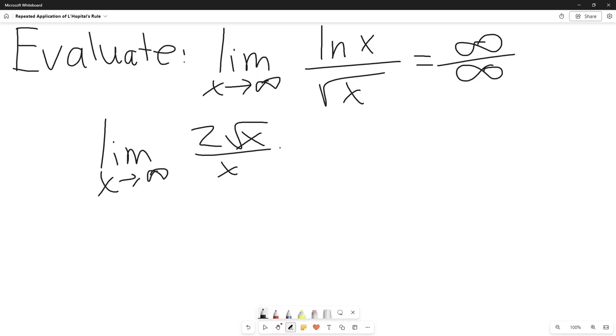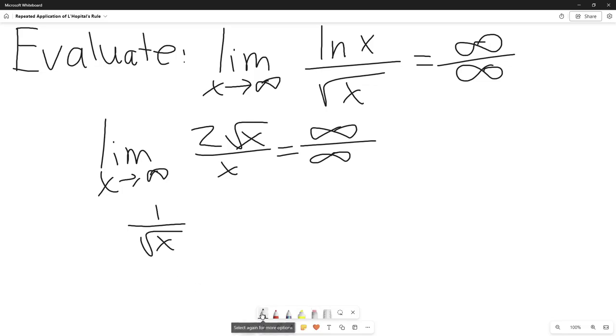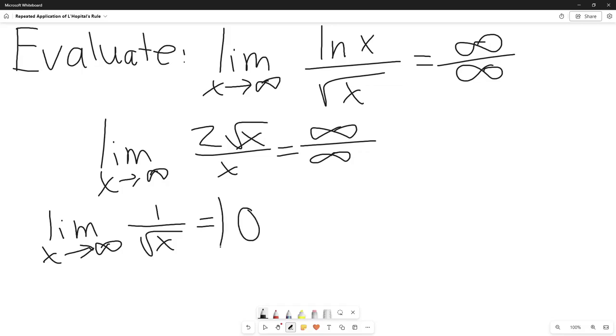And now we can use direct substitution again, but we still get infinity over infinity, which means it's indeterminate, which means we have to use L'Hopital's rule again. And we get 1 over square root of x over 1, which is just 1 over square root of x. And we're taking the limit of this as x approaches infinity. And if we use direct substitution this time, we get 1 over infinity, which is 0. And that's our final answer.